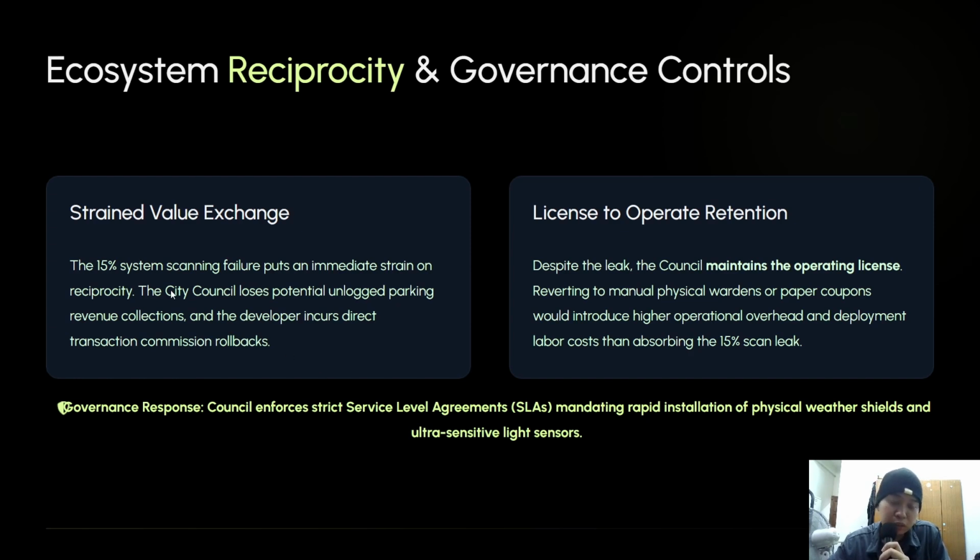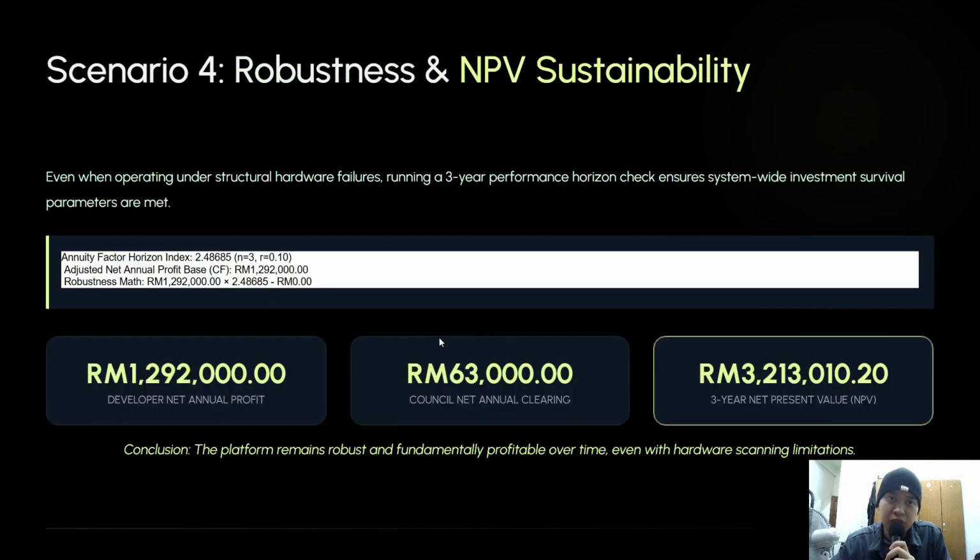Then the ecosystem reciprocity and governance control is a strained value exchange. The 15% system scanning failures put an immediate strain on the reciprocity. The city council loses potential unlocked parking revenue collection, and the developer incurs direct transaction commission rollbacks. Next is license to operate retention. Despite the leak, the council maintains the operating license. Reverting to manual physical wardens or paper coupons would introduce higher operational overhead and deployment labor costs than absorbing the 15% scan lag.